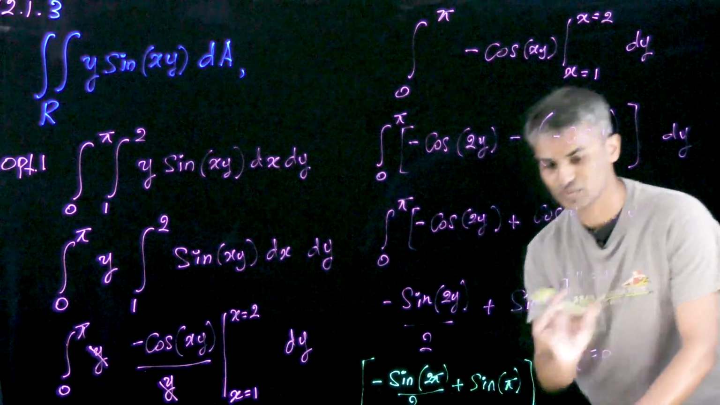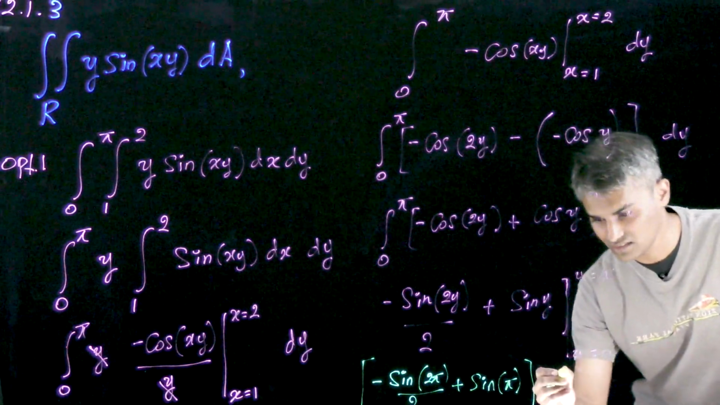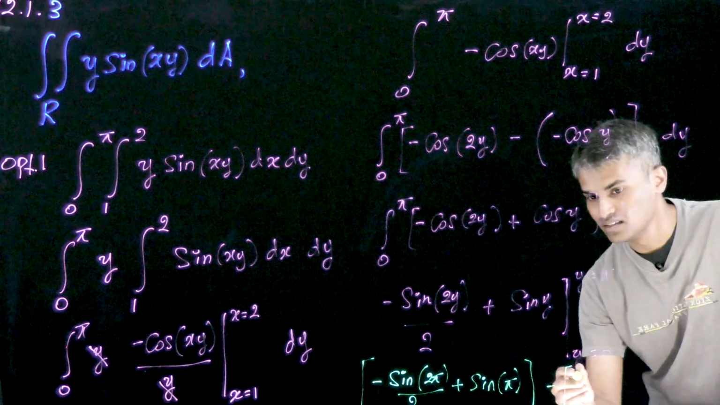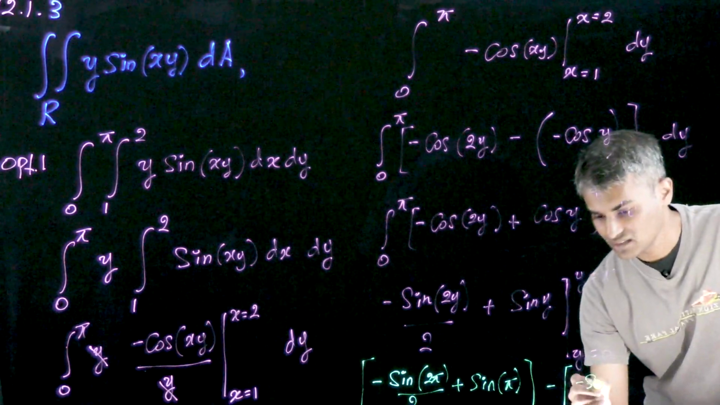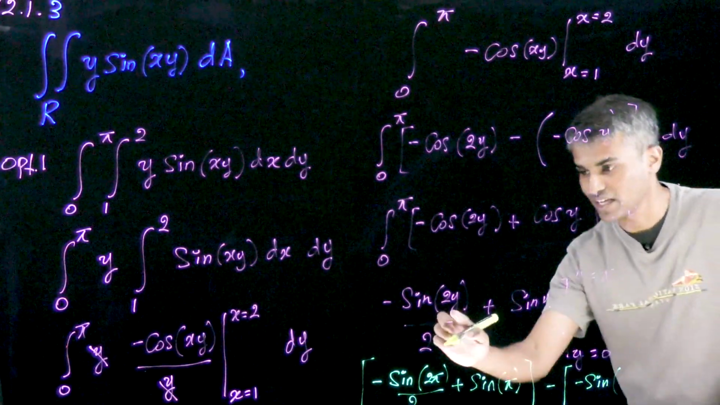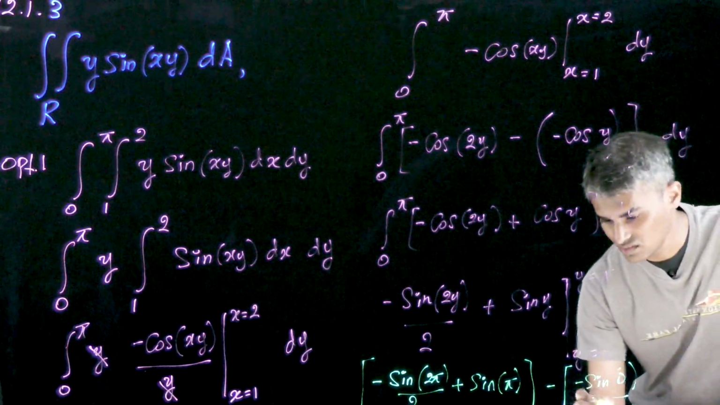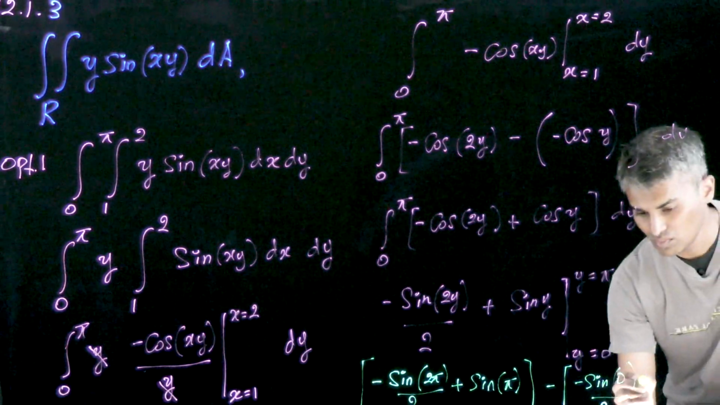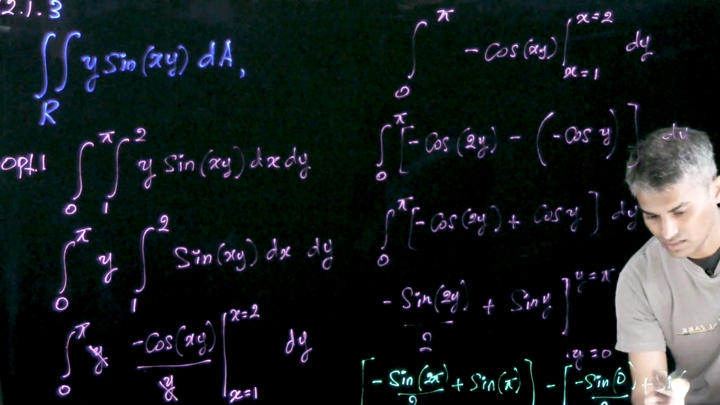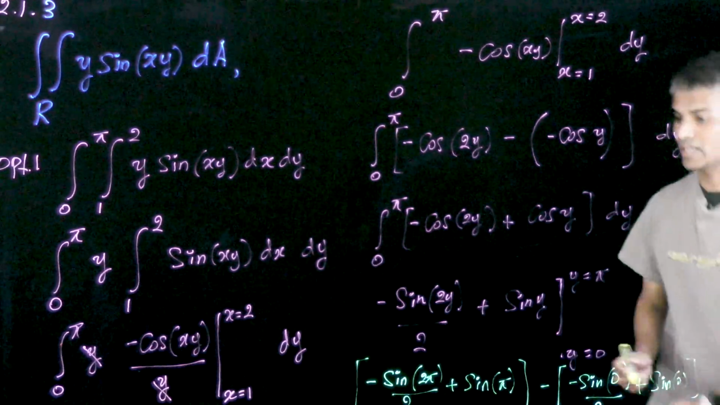This part comes from the upper limit minus the lower limit, minus sine of, now y equals 0. So 2 times 0 is 0 over 2 plus sine 0.